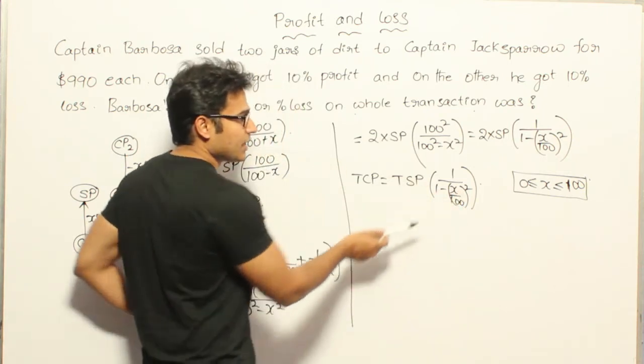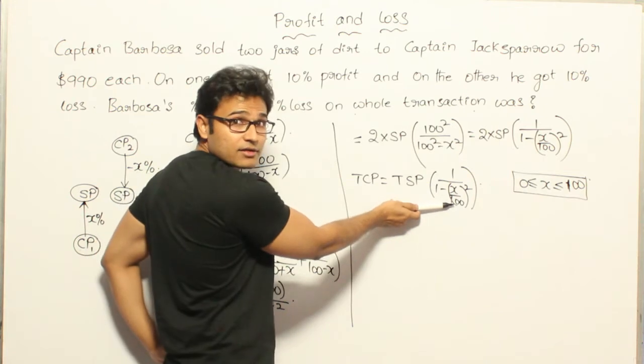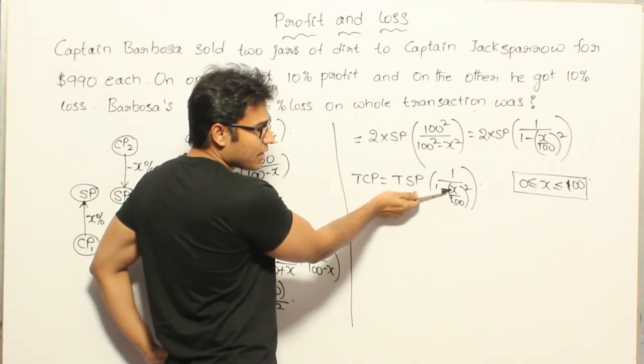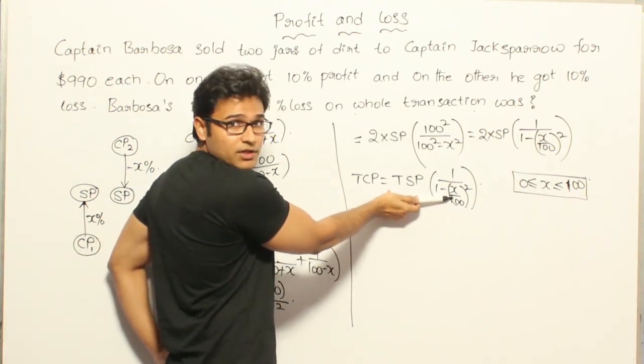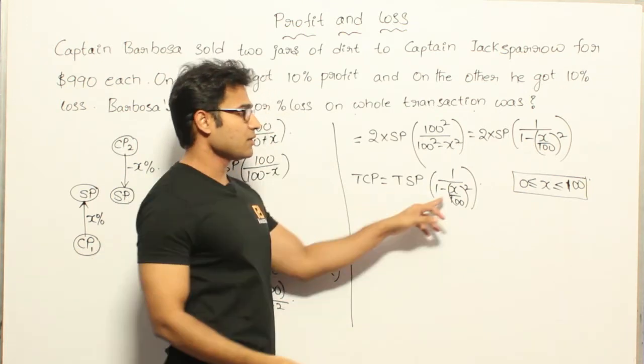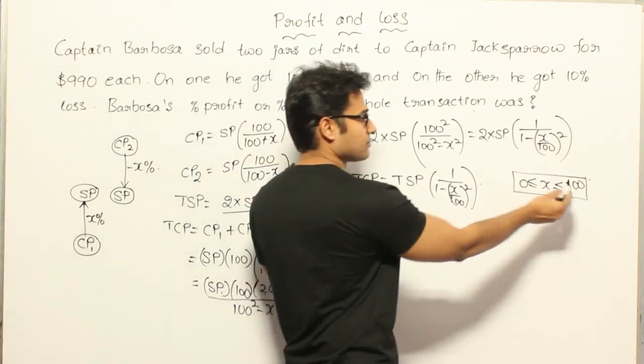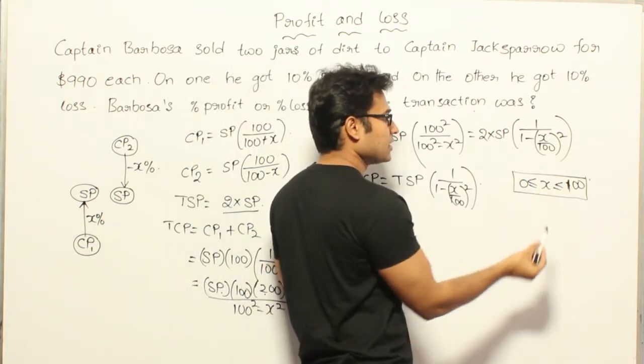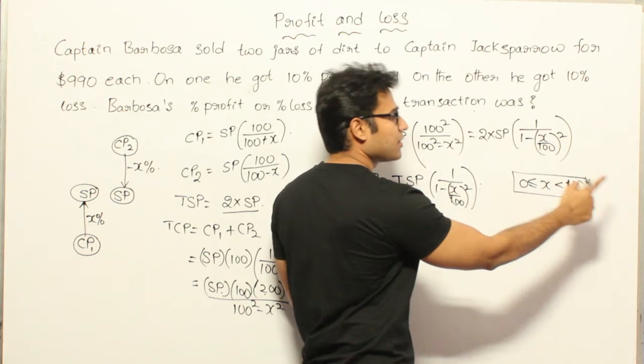Now try to analyze this. X is a number less than 100. Therefore, x by 100 is always going to be less than 1. So this value is going to lie between 0 and 1. Now if you observe this, also x cannot be 100.